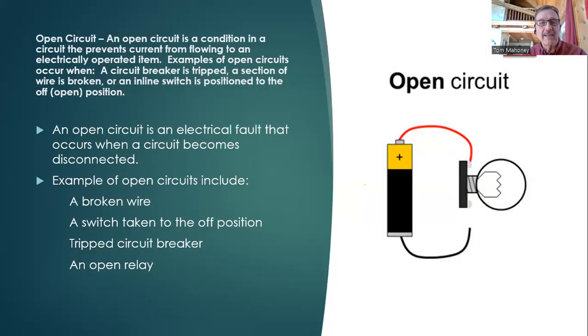Open circuit is a condition in a circuit that prevents the current from flowing to an electrically operated item. An example of an open circuit occurs when a circuit breaker is tripped, or a section of wire is broken, or an inline switch is positioned to the off position. So that's basically what this says right down here. We can see right here that this is an open circuit. We can see that our power is coming from this side, but it's open on the ground side, so it's not being grounded. Therefore, that's an open circuit. No power is able to operate our electrical device.